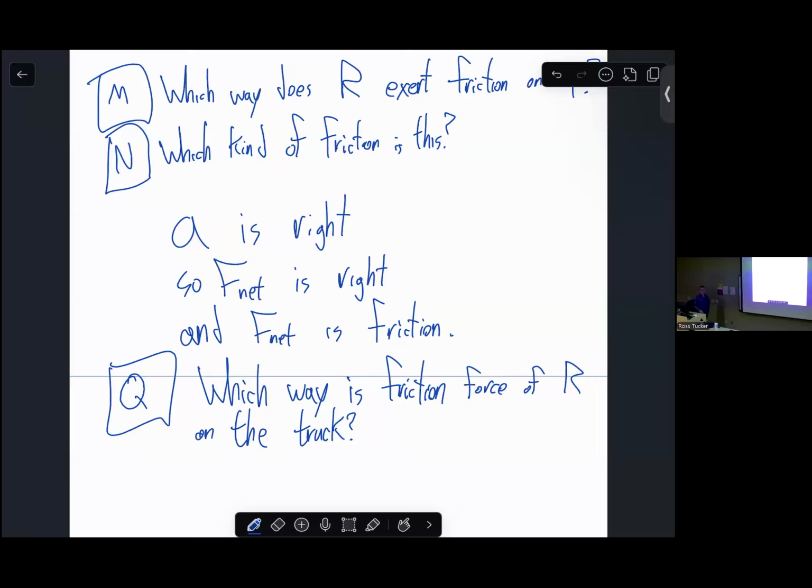The correct answer is to the right. A is right, so F net is right, and F net is friction, so friction is right.